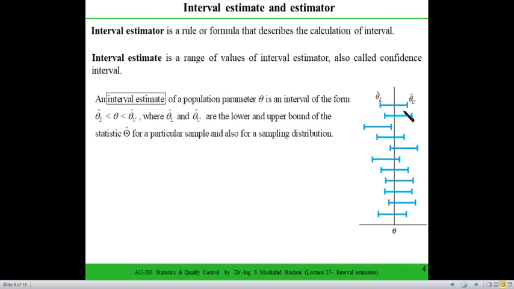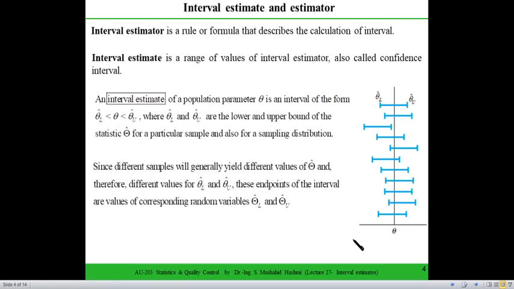Theta L would be its lower limit, theta U would be its upper limit, and you can see here all these intervals are of the same size, but they could be of different lengths depending upon the sample data. So all these different samples would bring different values of the statistic, and from some formula we calculate the lower and upper limits. So these n intervals would be different for every sample. So we can think of all these as random variables.